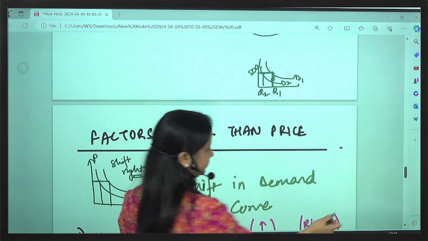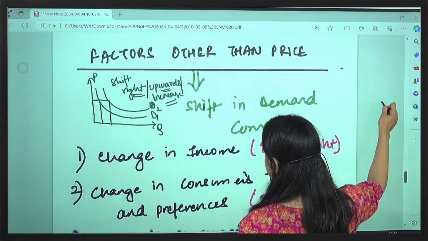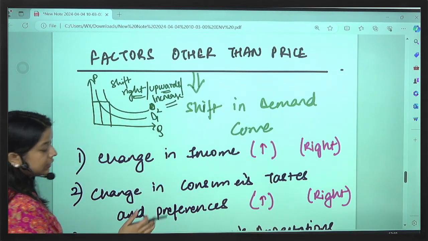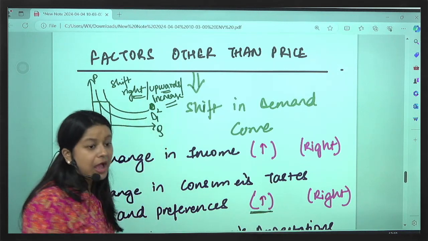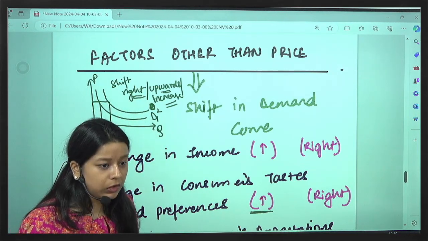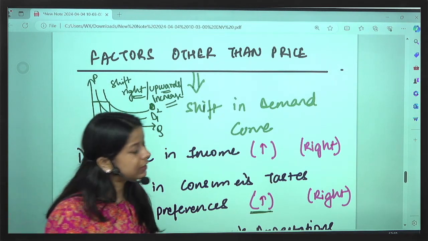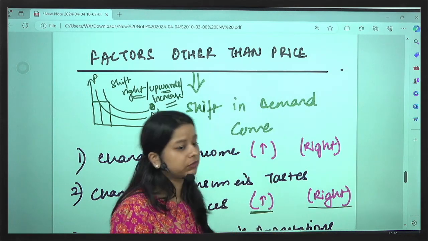What else? So, change in consumers' tastes and preferences. I hope you all can see this. Here I have written the opposite, if there is an increase: I have started liking mangoes a lot now. It's 500 kgs now, everything is same. But since I have started liking it more, I will consume more, it will shift.